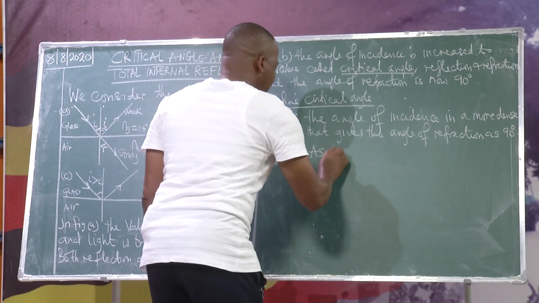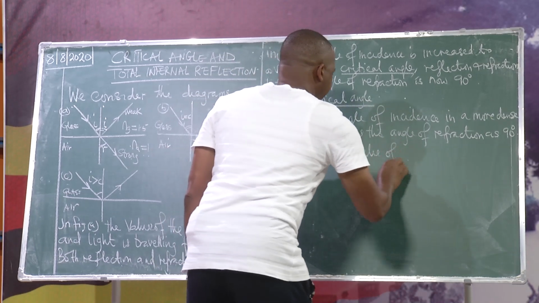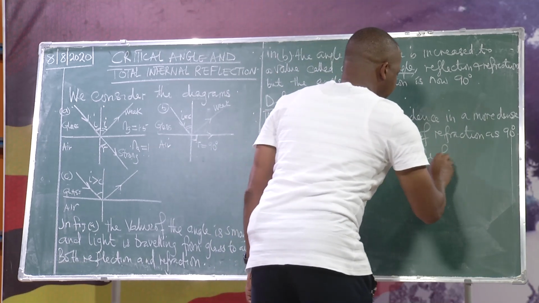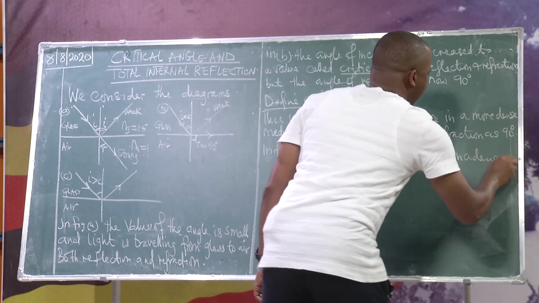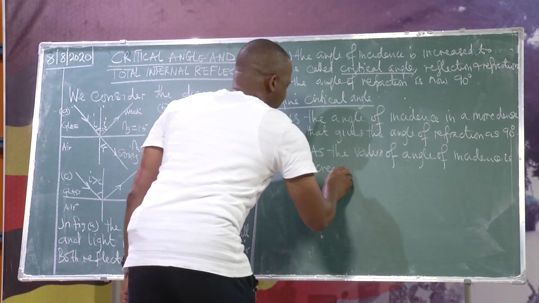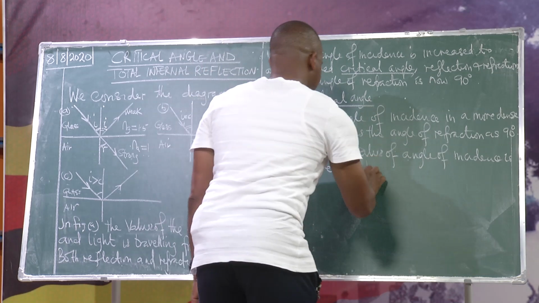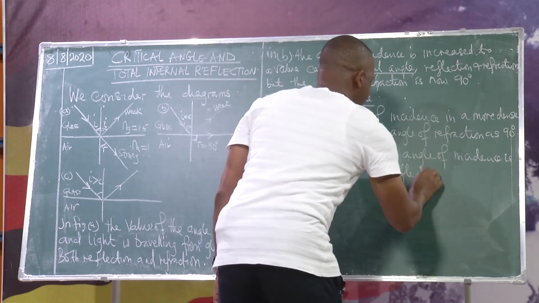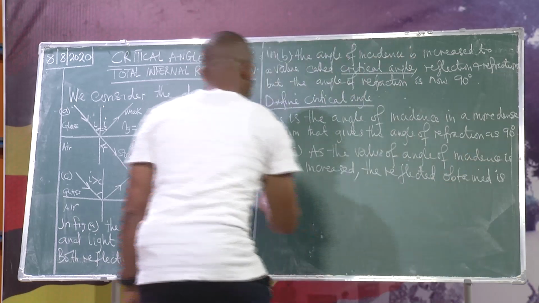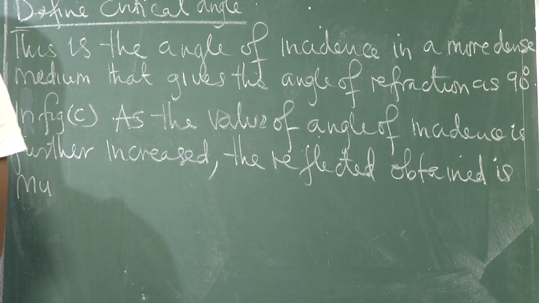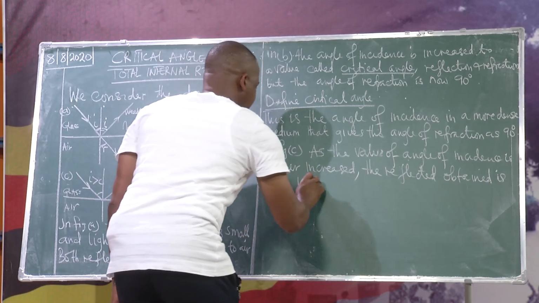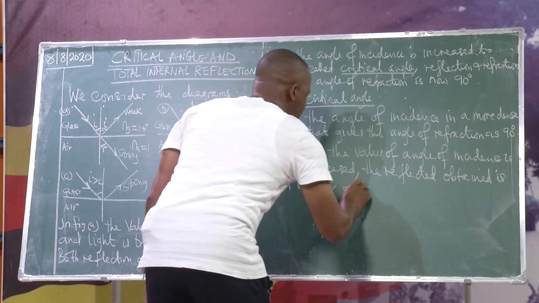So we say as the value of the angle of incidence I is further increased, the refracted ray obtained is much brighter. It is no longer weak. Actually, this is a very strong refracted ray, much brighter and strong.